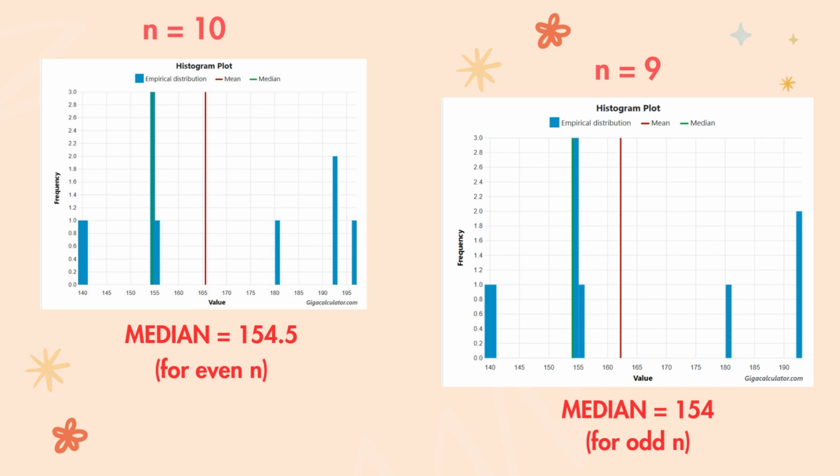Now look at the plot on the right where we've removed one data point, making n equals 9. With an odd number of values, the median is much simpler to find. It is simply the middle most value in the list, the fifth value. Here our median is 154.